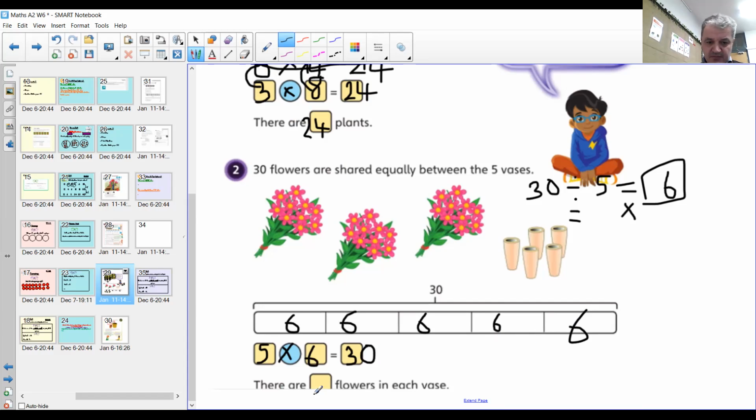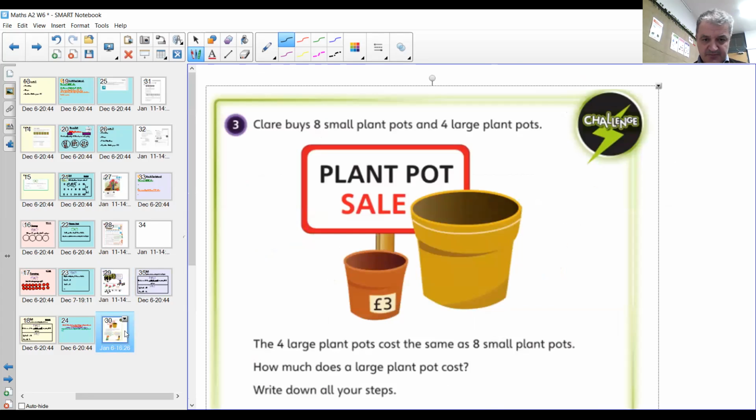30. And for completeness, I like a number sentence, a written sentence to represent that. There are 6 flowers in each vase. Okay? So I'd be very pleased with that. I think I've got them right. I know my times tables.